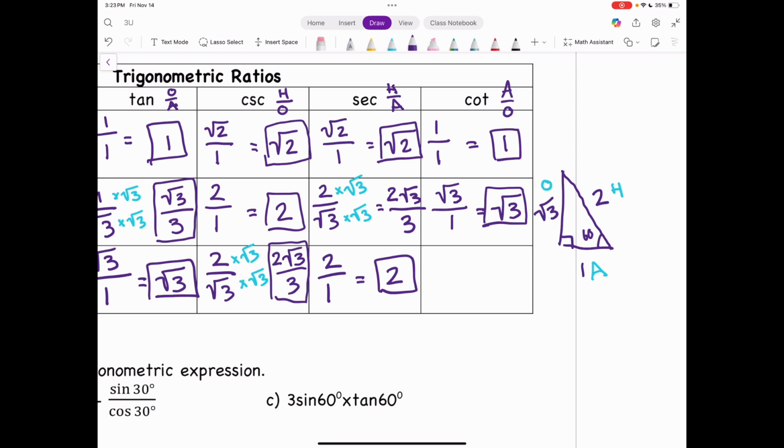And lastly, we've got cotangent, which is adjacent over opposite. So adjacent is 1, opposite is the square root of 3. We don't like the square root in our denominator, so we multiply numerator and denominator by the square root of 3. We're going to end up with 1 times the square root of 3 in the numerator. That's just the square root of 3. And in our denominator, it's just 3.